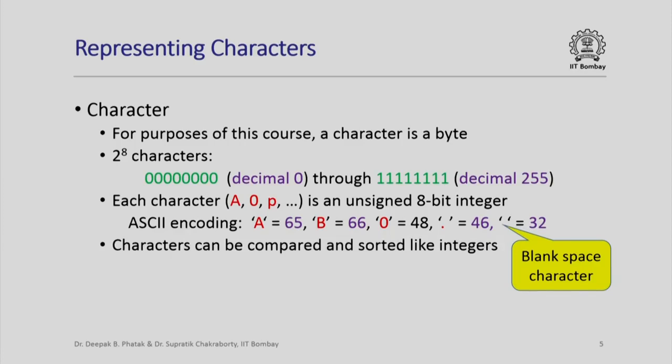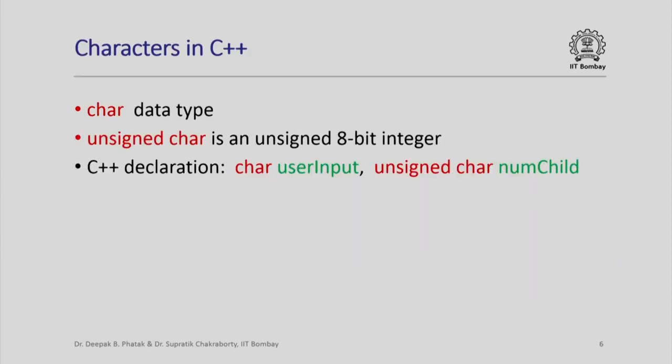Since characters are going to be represented as unsigned 8-bit integers, it is not surprising that characters can be compared with each other and also sorted like integers. In C++, the corresponding data type is denoted by the keyword char. Unsigned char really means an unsigned 8-bit integer, and so this is how you can also do integer operations on very small unsigned integer values.